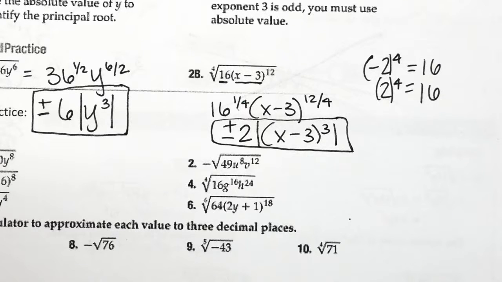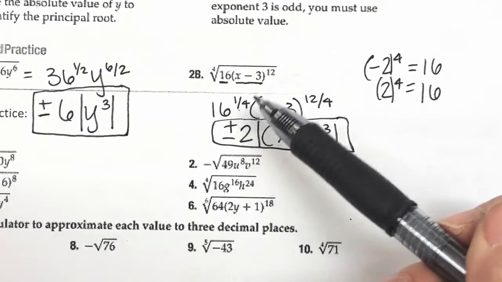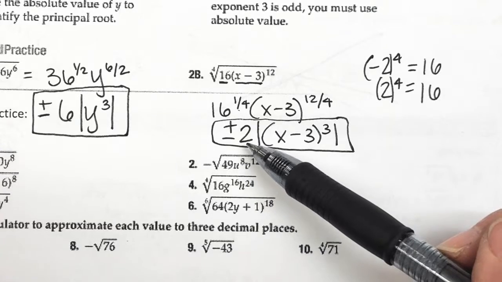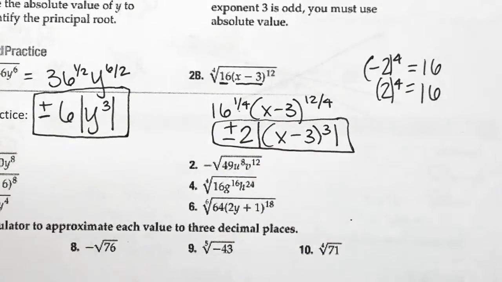Questions about that one? Anytime there's an even root right here, it's going to be plus or minus, because anything raised to an even power is going to come out positive.